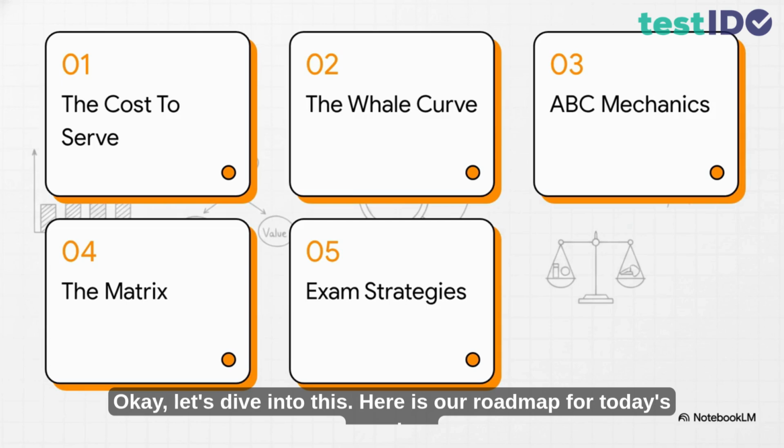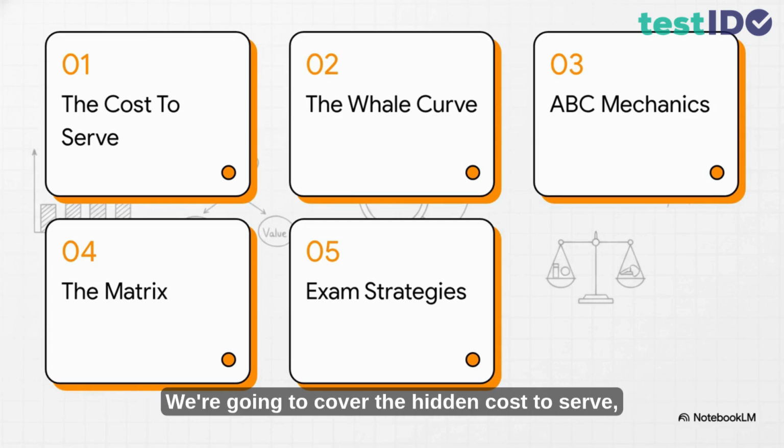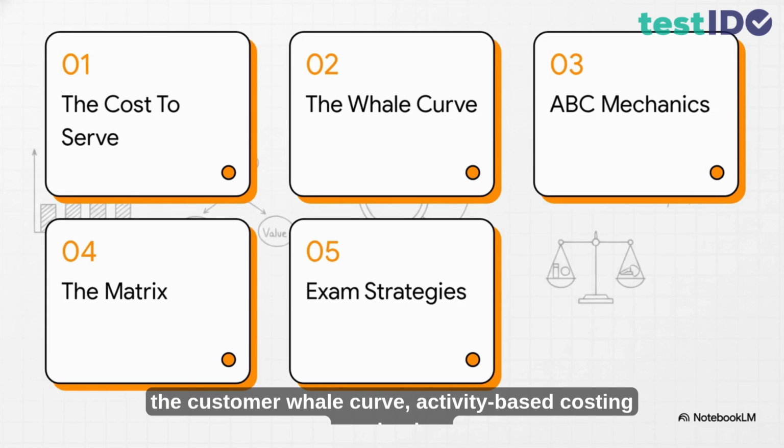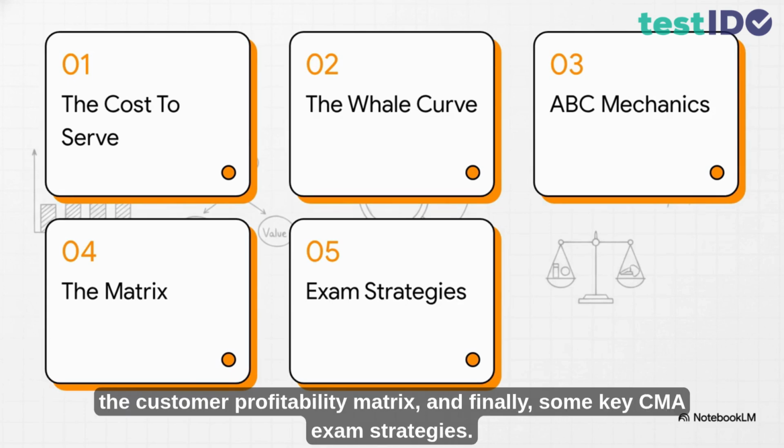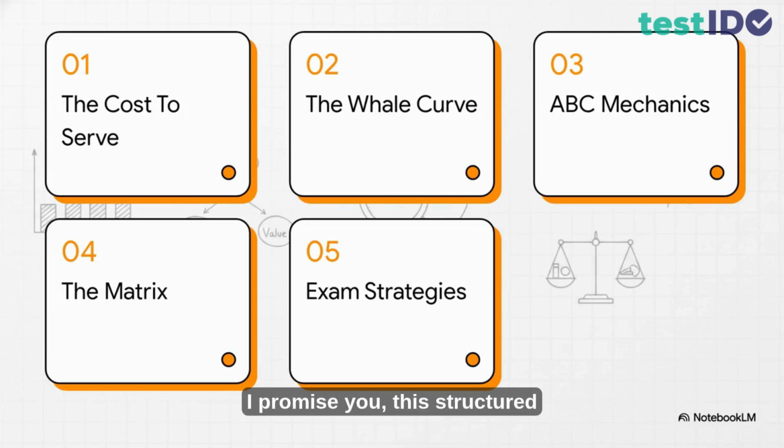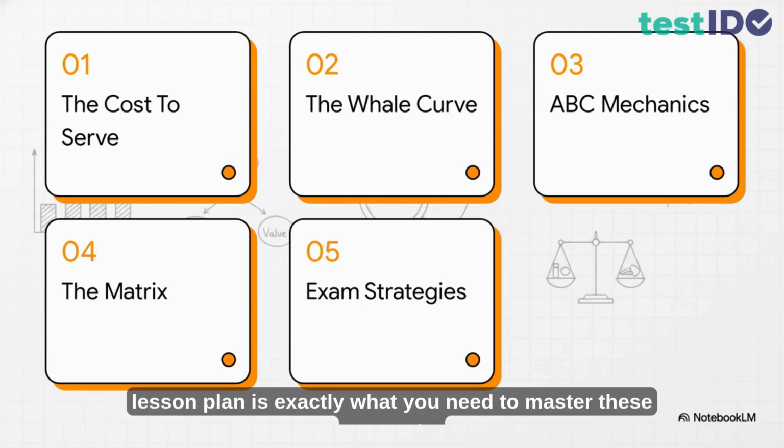Here is our roadmap for today's session. We're going to cover the hidden cost to serve, the customer whale curve, activity-based costing mechanics, the customer profitability matrix, and finally, some key CMA exam strategies. I promise you, this structured lesson plan is exactly what you need to master these concepts.